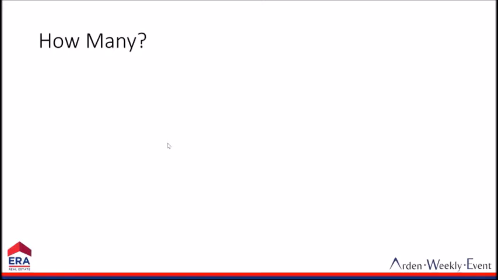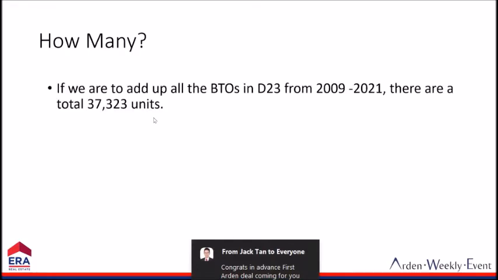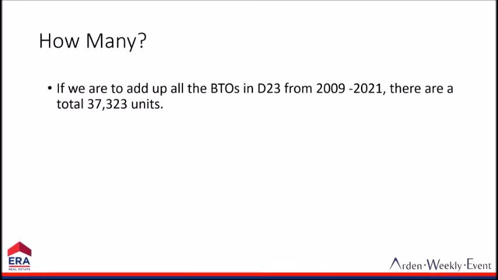So just now I think many of you said 2,000, 3,000, 5,000, 6,000, 10K. The best answer I got was more than 10K. Okay, how many? If you add up all the BTOs in District 23, from 2008 to 2021, there's a total number of 37,323 units. This is the total number of District 23.